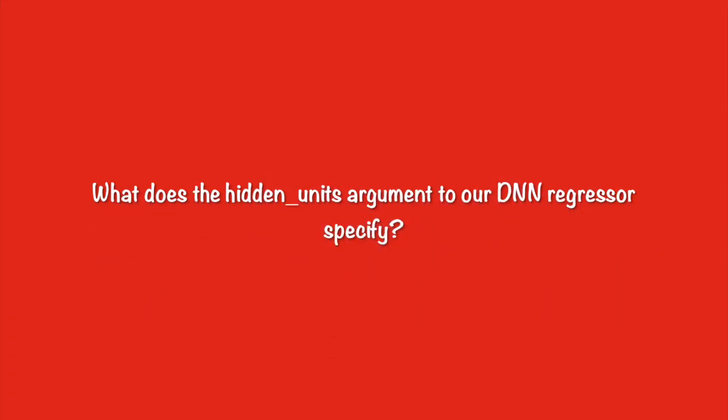The hidden_units argument to our deep neural network specifies the number of layers within our neural network and the number of neurons in each layer. This is specified in the form of an array where the number of elements in the array is equal to the number of layers of the neural network, and the value of each element is the number of neurons in each layer.